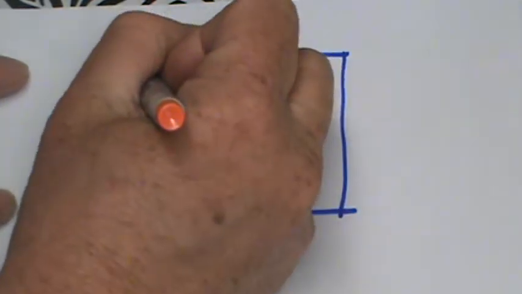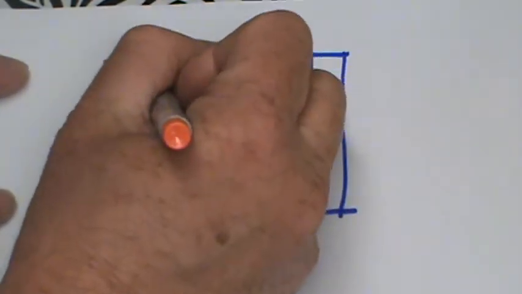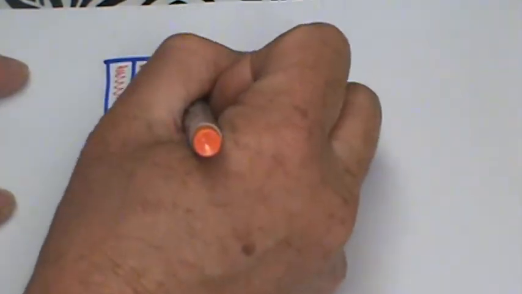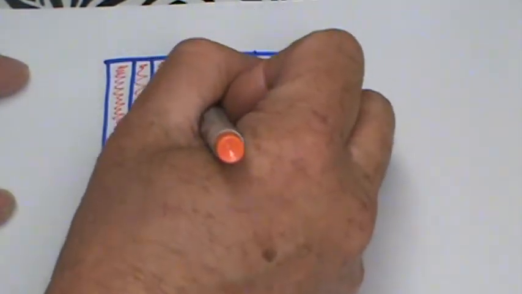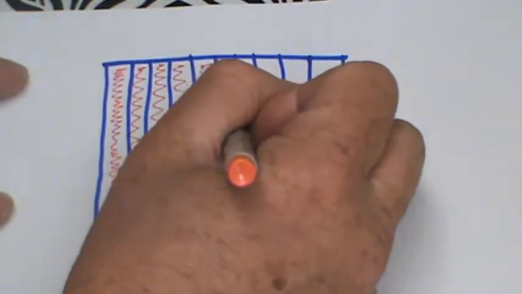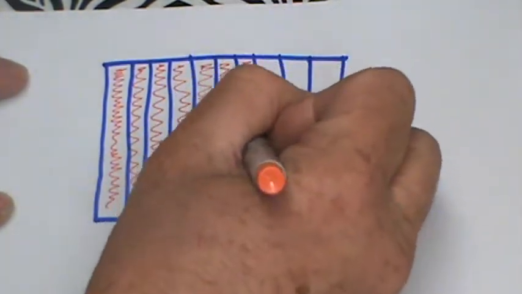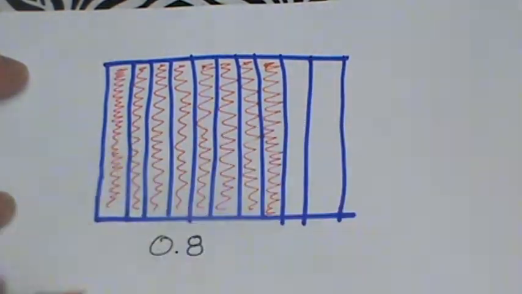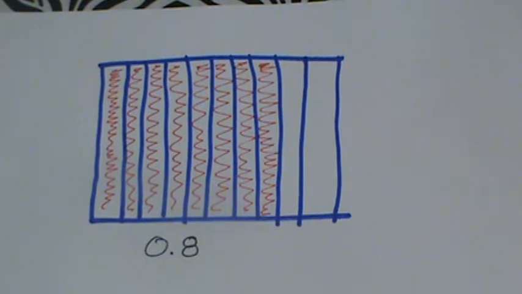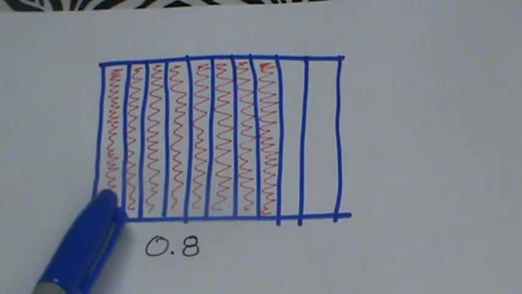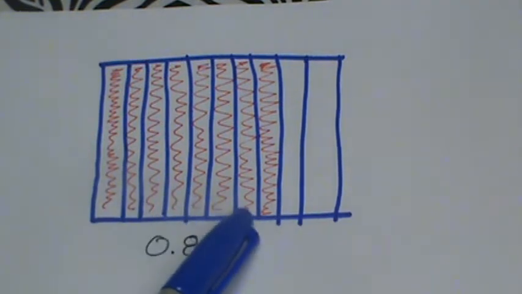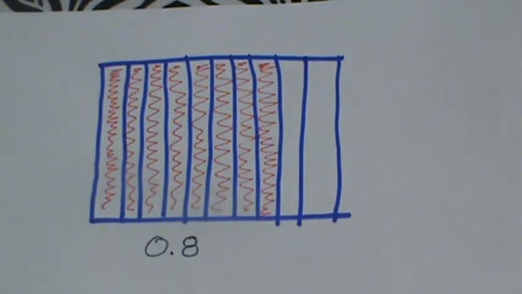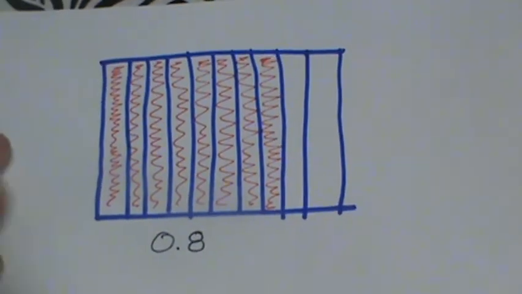Okay, there's 1 tenth, 2 tenths, 3 tenths, 4 tenths, 5 tenths, 6 tenths, 7 tenths, and 8 tenths. Do we all agree with me that this is 8 tenths? Yes, we do, Mr. Leggett. Yeah, it's plain as the nose on our face. 1 tenth, 2 tenths, 3 tenths, 4 tenths, 5 tenths, 6 tenths, 7 tenths, 8 tenths. But now, watch what happens. This is math magic. We're going to turn this into a hundredths chart.